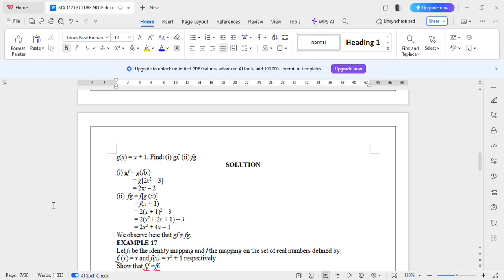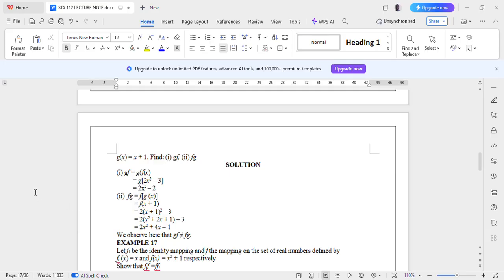That is g of f. So we now simplify it, which is x plus 2. You open the bracket: (x plus 2) all square, and that gives us x squared plus 4x plus 4.